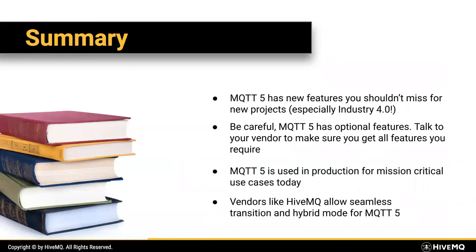As a summary, MQTT 5 has new features you really shouldn't miss. And I did not tell you this in this webinar, but if you're in the Industry 4.0 space, if you are doing industrial IoT, I think you really need MQTT 5. If you're doing connected cars, you probably already know about MQTT 5, and this is because it is very, very important for a lot of functionality. Be careful that your vendor supports everything, and really make sure to read the limitations, because otherwise you're excited about features you probably require but cannot use.